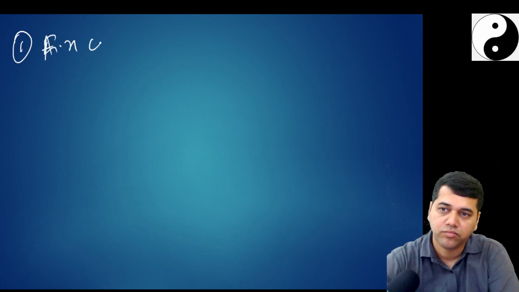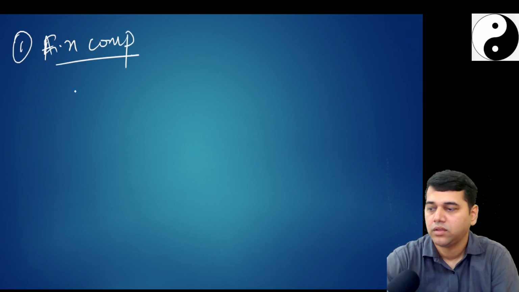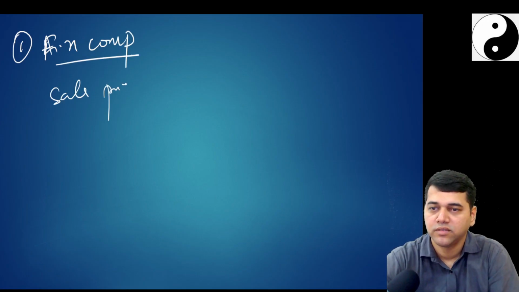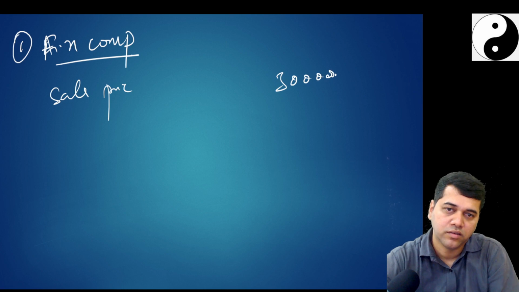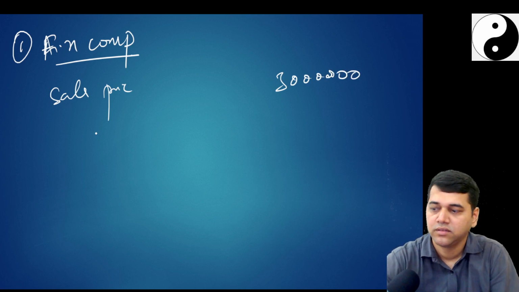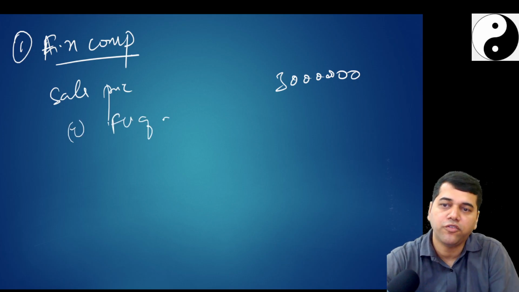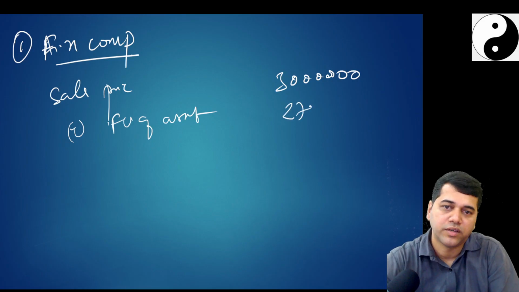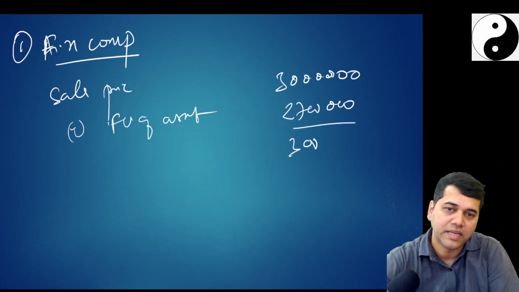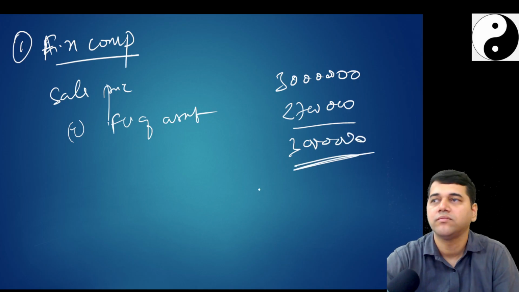One, financing component. What is the sale price? 30 minus fair value of asset, 27. 3 lakh is my financing component. Followed, no?